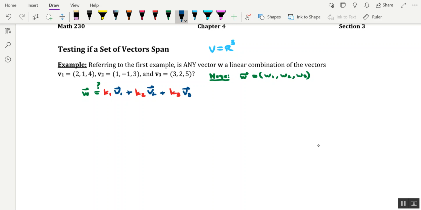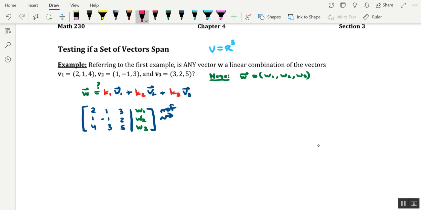Now, if we try to approach this the same way we did the very first problem of this section, I hinted at us putting it in augmented matrix format. And the augmented matrix format, using all this information, would be as follows. The first column, 2, 1, and 4, those are the components of v1. Then 1, negative 1, 3, and then 3, 2, and 5. Now, the components of the vector w are not specific values, they're generic. And so, if you try to RREF that, you might say just that. So, this is really not the approach that we want to take for a problem like this.